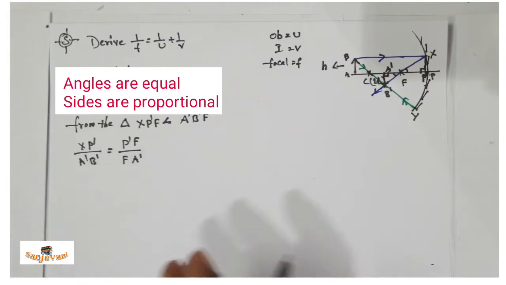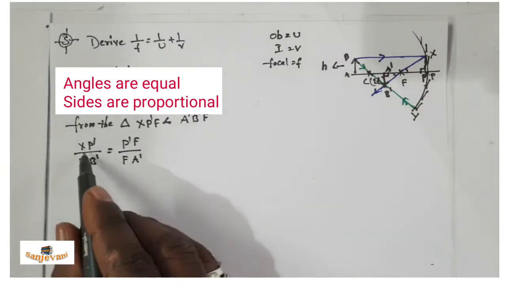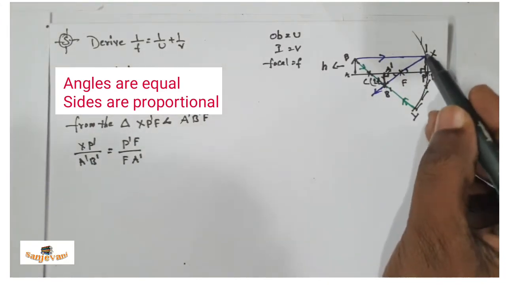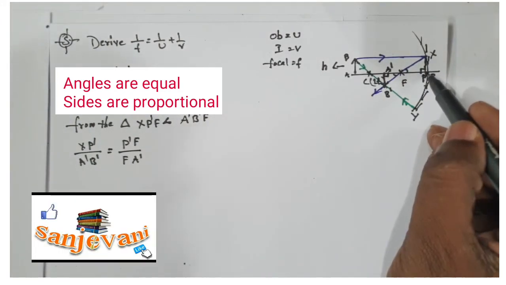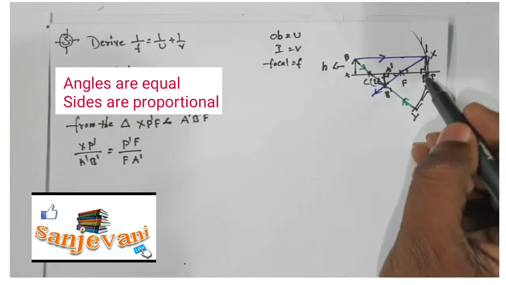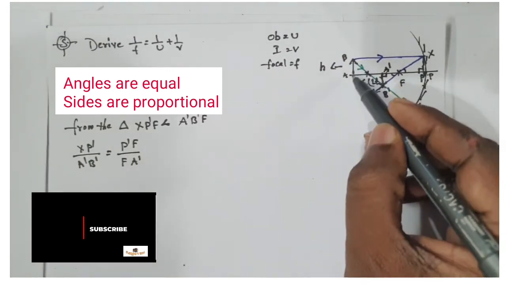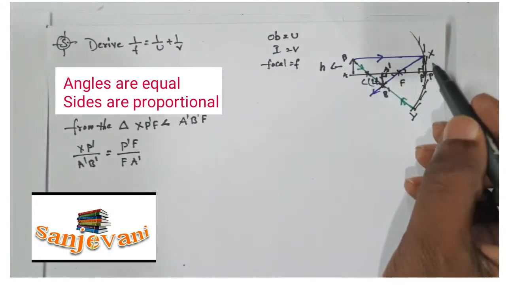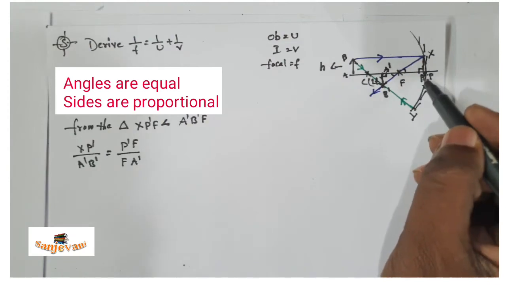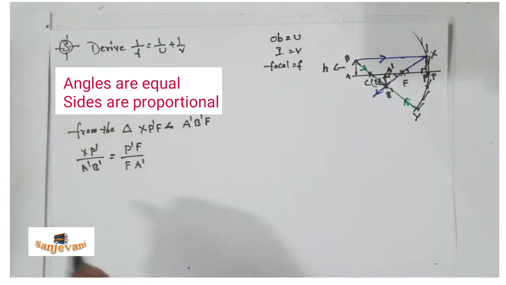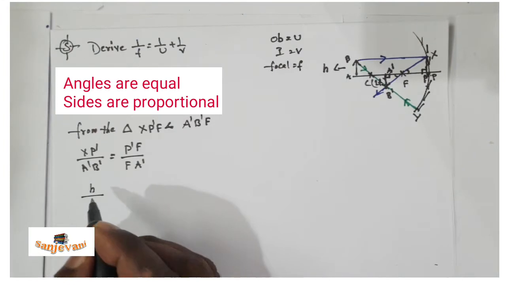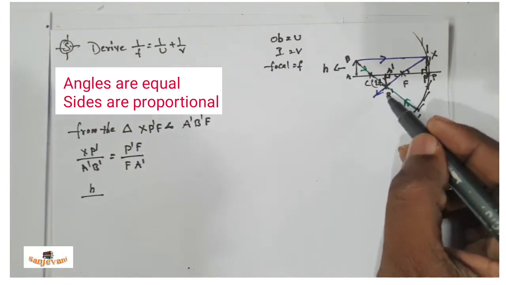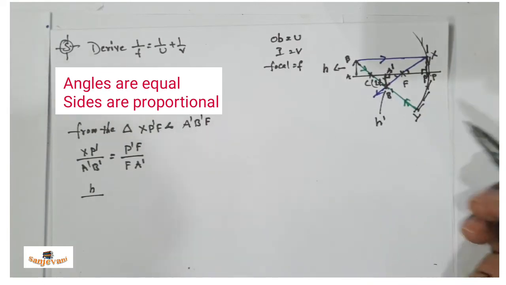Now I am going to substitute the values in this. What is the meaning of X, P dash? X, P dash is the length of this side. If you observe clearly, this length must equal this length. Here the object distance we consider as H. Then AB is equal to P dash X. Then in the place of P dash X, I am going to write H. H by A dash, B dash. A dash, B dash is the image height. Already we have taken it as H dash.